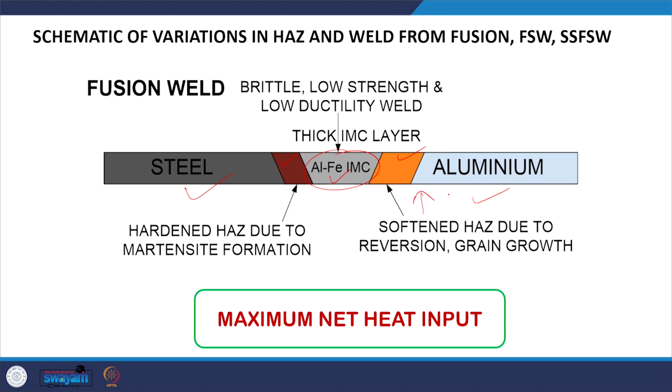Aluminum is softened because of its reversion and grain growth. On the other hand, steel is hardened because of the martensitic transformation. So, in fusion welding this heat is maximum, so there is maximum damage in that way. The idea here is to use solid state joining so that the related issues can be minimized. So, let us use FSW or stationary shoulder FSW.